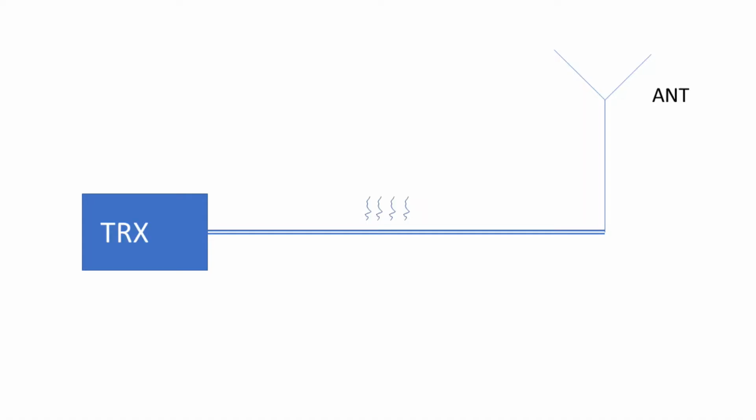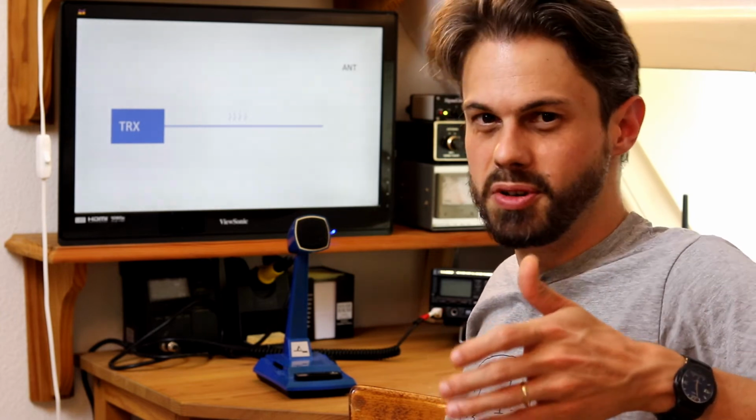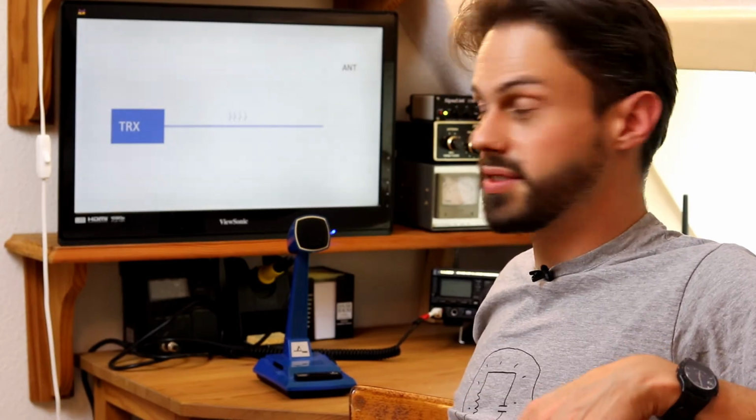Another case would be this. You have an extremely lossy feed line that again turns all your RF energy into heat. Nothing reaches the antenna and still you'll have a great SWR, of course, because there's no power reflected because all the power is lost anyway on the feed line. So that's something to keep in mind.